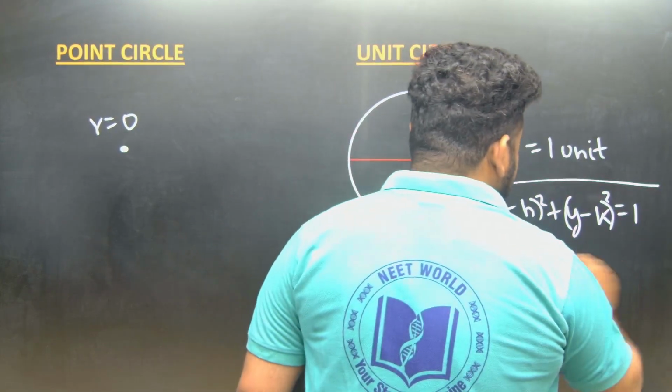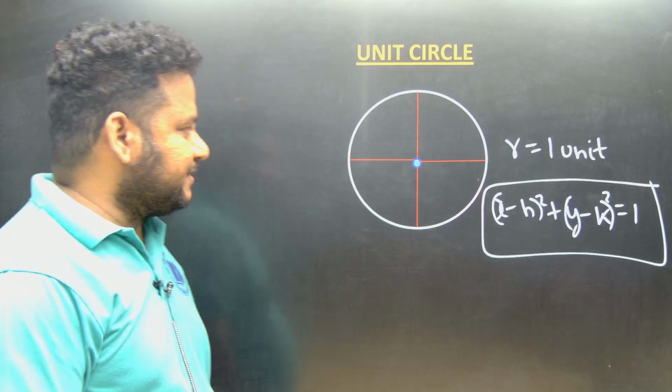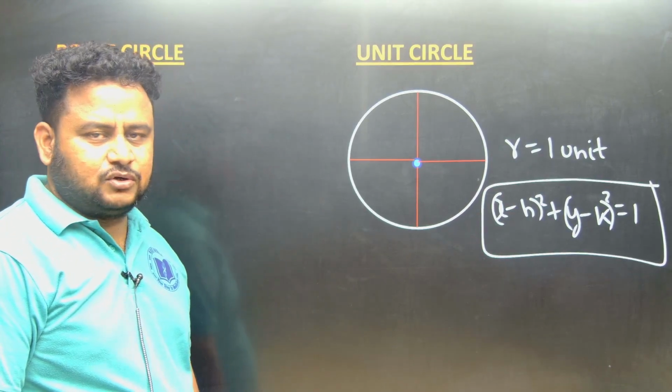So, this is the representation of a unit circle. So, r is equal to 1 unit.